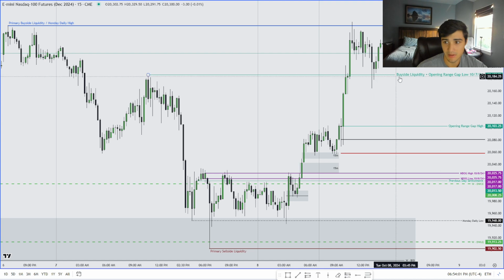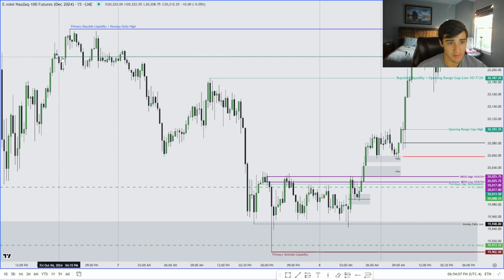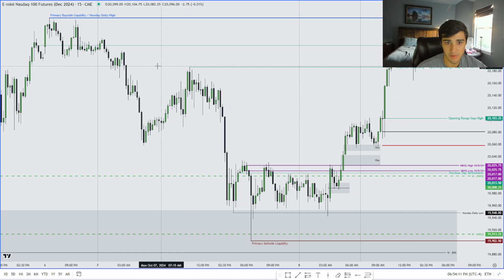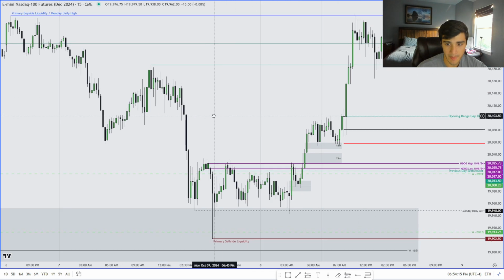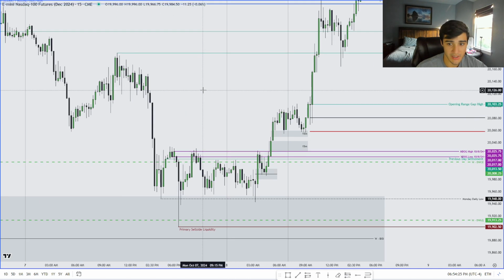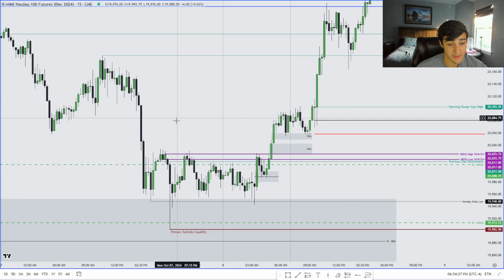So I annotated that right here, buy side liquidity and opening range gap low from 10.724, and then here's the opening range gap. I'm simply annotating the portion that was not filled. We failed to fill yesterday's opening range gap, and that was indicative of weakness, and the market sold off yesterday. But in today's session, smart money reversal in the overnight session, I'm clearly reading this thing is now strong, and it's now reaching for the buy side liquidity above these highs and the opening range gap from yesterday's session, right?